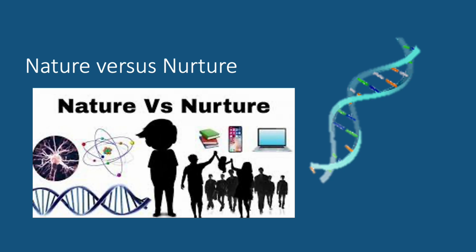Let's look at this cartoon here. There is a child in the middle of the cartoon, and what you see at the left is a symbolic representation of nature, the double helix of the DNA, atoms, and cells in the central nervous system. To the right of the child, you see nurture, or the environment, the family, the community, and those tools that are available to this child. Books, an iPhone, for example, or a computer.